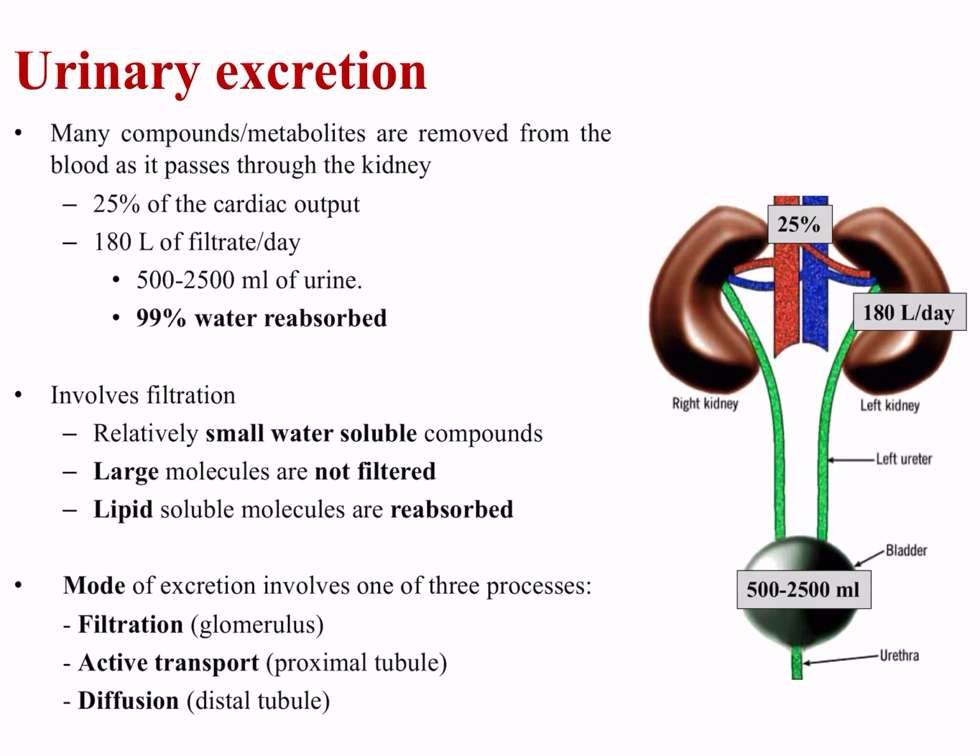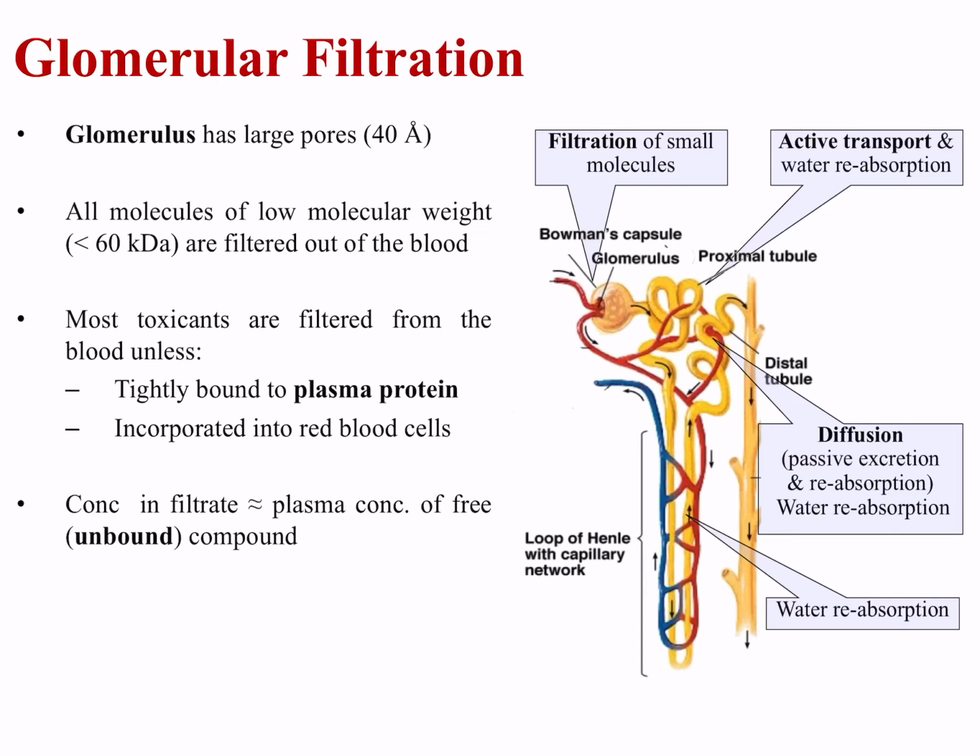Excretion in the kidney involves filtration with relatively small water-soluble compounds. Large molecules are not filtered. For lipid-soluble molecules, they are reabsorbed. Filtration tends to occur primarily in the glomerulus. Active transport can occur in the proximal tubule. And finally, diffusion occurs in the distal tubule.